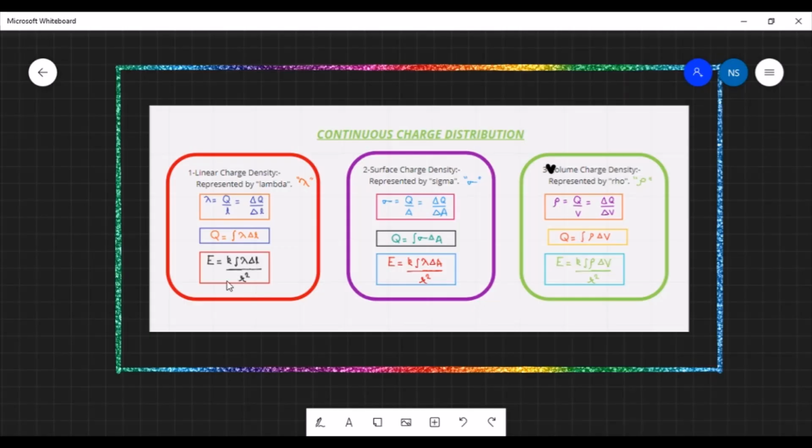So first of all, let us understand how many types of continuous charge distributions there are. There are three types of continuous charge distribution: linear charge density, surface charge density, and volume charge density.